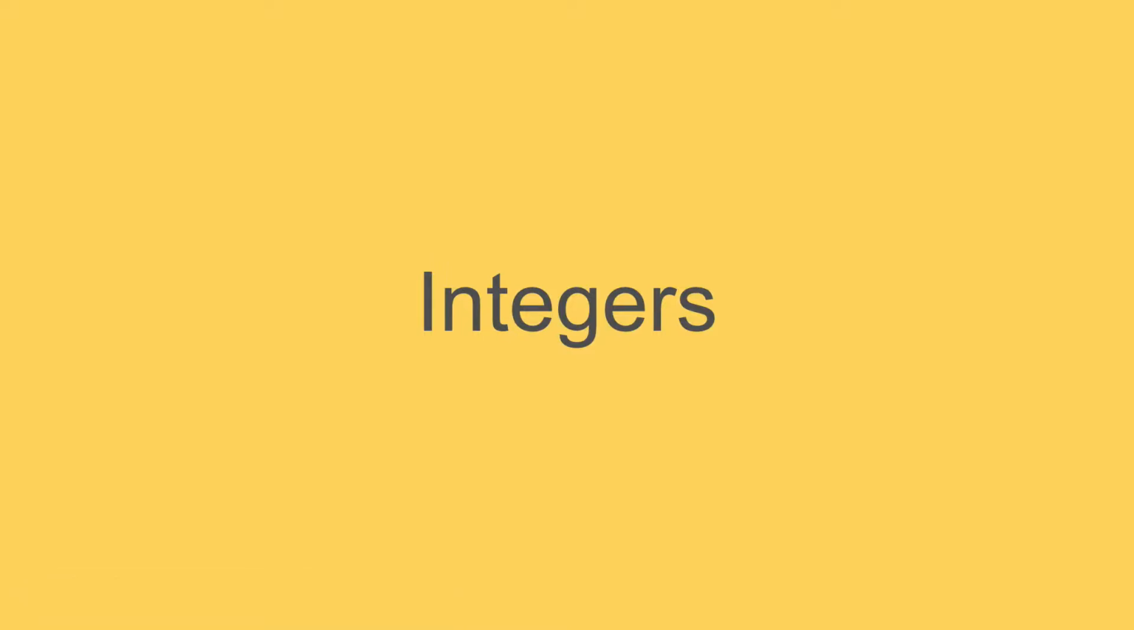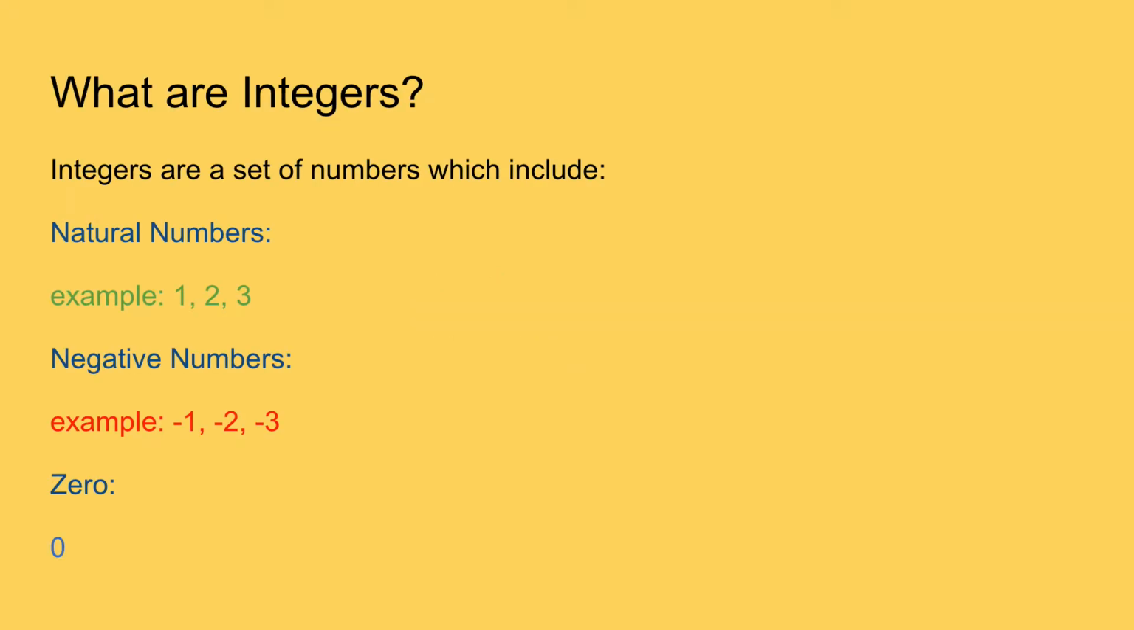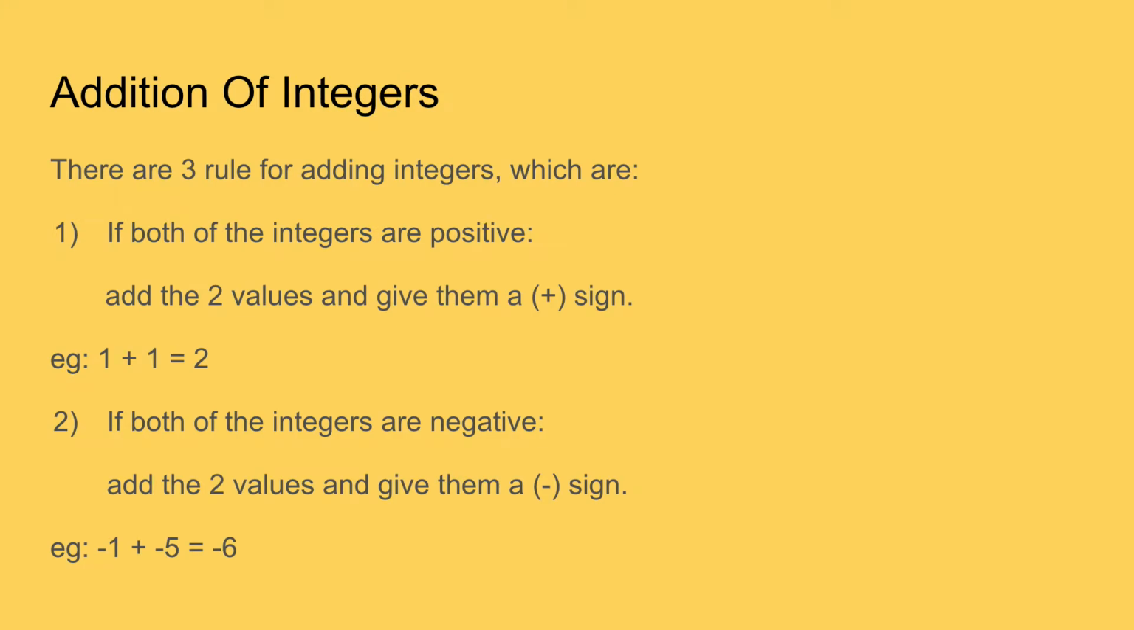In this video I'm going to cover the basics of integers. So what are integers? They are a set of numbers which include natural numbers like 1, 2, 3 and so on, negative numbers like -1, -2, -3 and so on, and 0. There are 3 rules for adding integers.